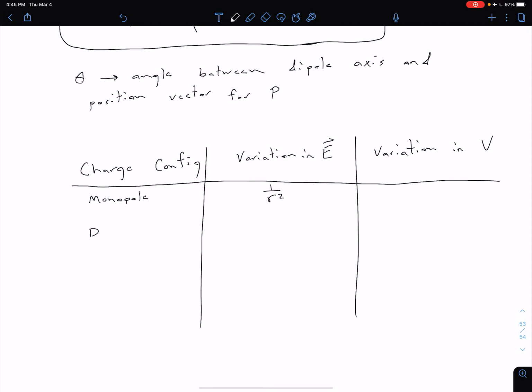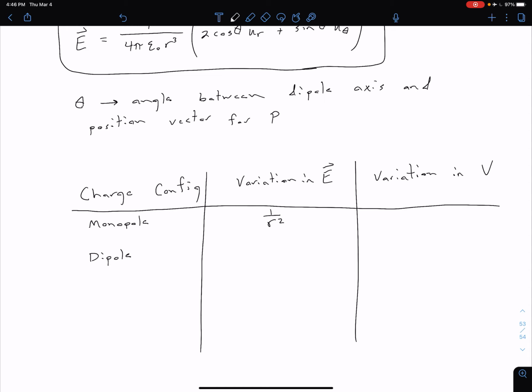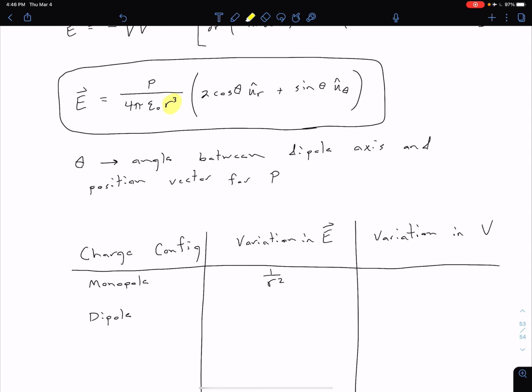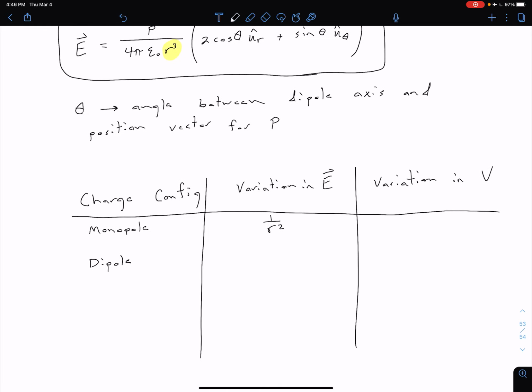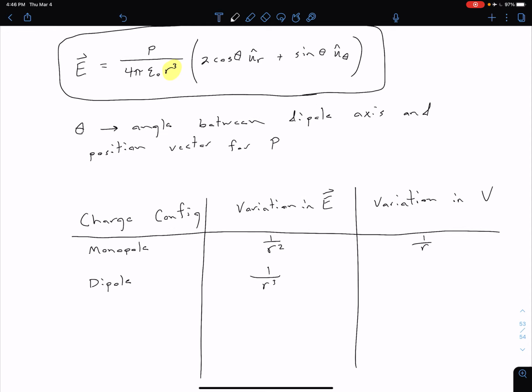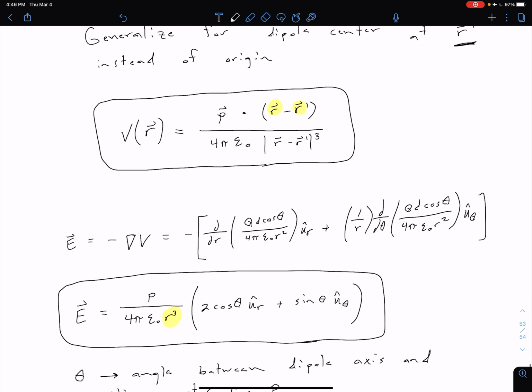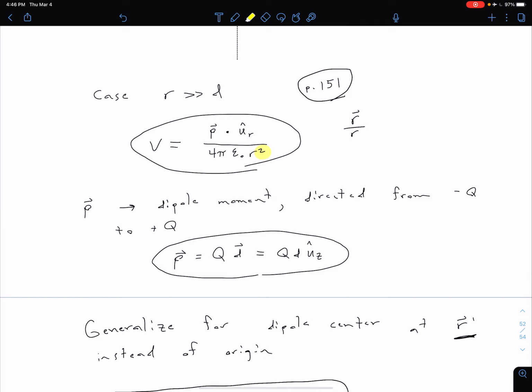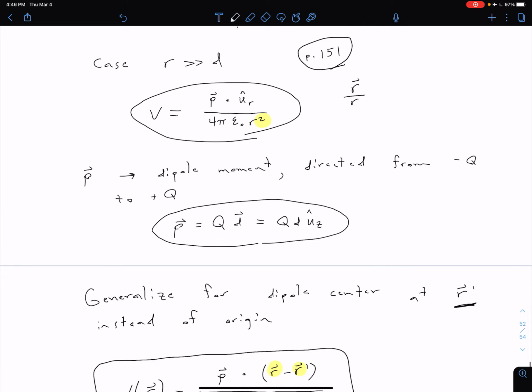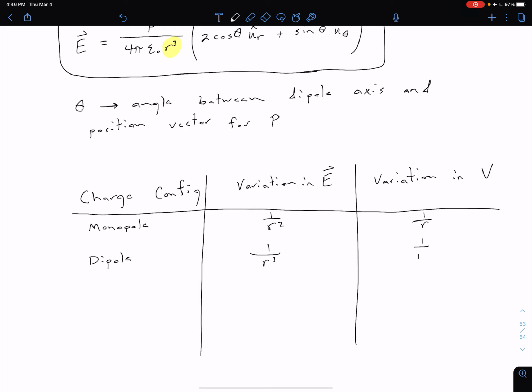Now, if we consider our dipole, we see from this equation that our E varies as 1 over r cubed, so it's falling off much quicker. A similar trend is seen with our potential. If you remember, when we looked at the potential due to a point charge, that varies as 1 over r. From this general equation for our dipole, it's a little bit more difficult to see here because one of these powers comes from our unit vector expression, so it's easier to see from this one: the potential varies as 1 over r squared.